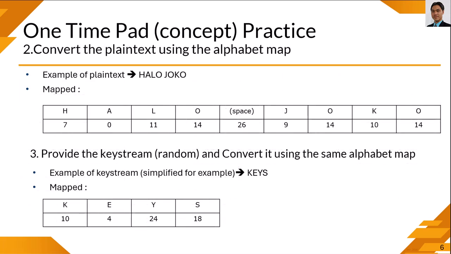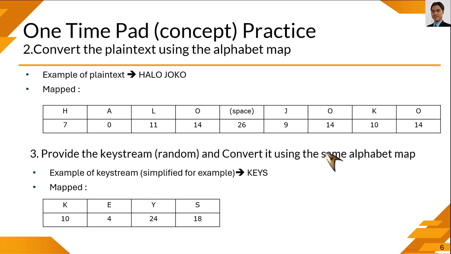The second step is to convert the plain text using the alphabet map. For the example plain text, I will put here, there are 9 letters: hello, space, Joko. And I will map each letter to the corresponding number. For example, H becomes 7, A becomes 0, L becomes 11, O becomes 14, space is 26, and so forth.